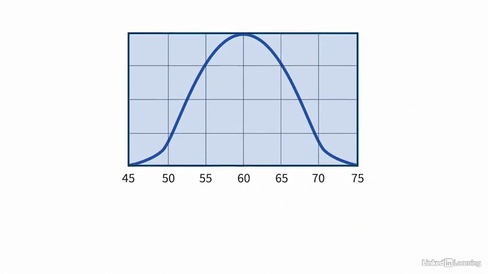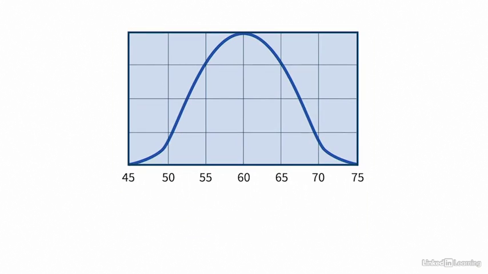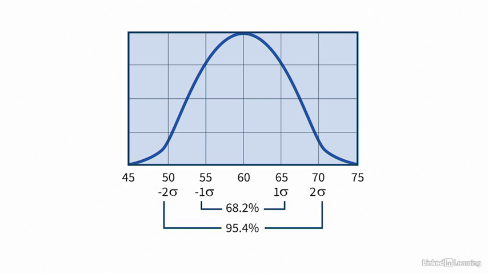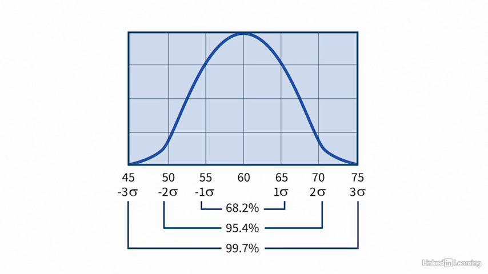In this example, with mean at 60 minutes and a standard deviation at 5 minutes, 68% of the time, travel takes between 55 and 65 minutes. 95% of the time, it is between 50 and 70 minutes. 99.7% of the time, it is between 45 and 75 minutes. Using the normal curve, you now know how long it takes you to travel to work most of the time.